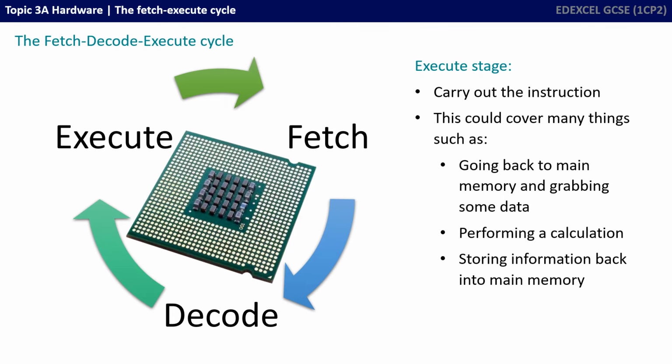Now it knows what it needs to do, the CPU can carry out or execute the instruction. This could actually involve many different actions depending on the nature of the instruction itself. For example, we might have to go back to main memory and get some data. We might be asked to perform a calculation, or we might be told to store information currently in the CPU back into main memory.